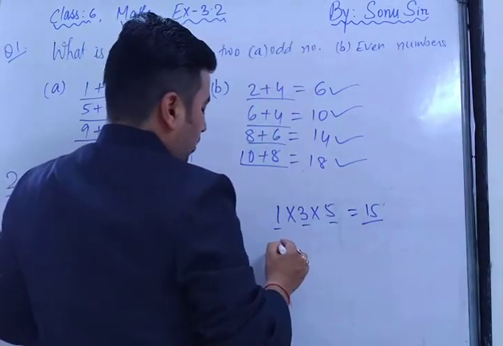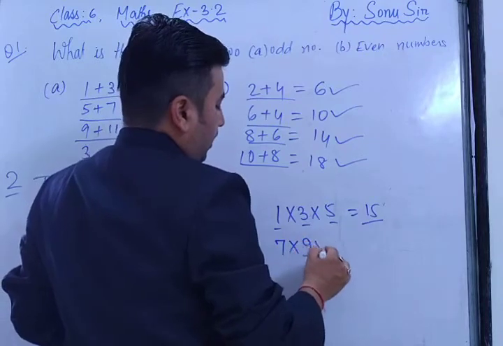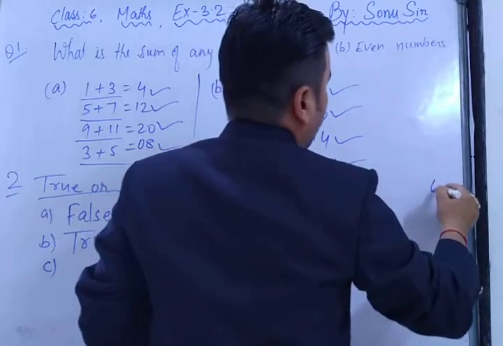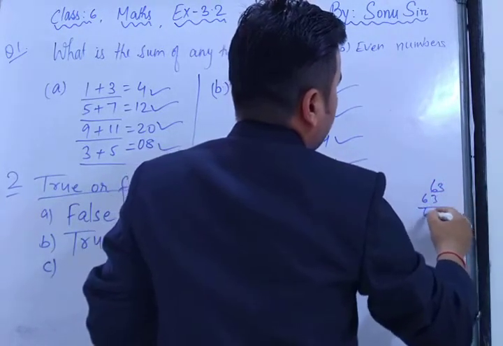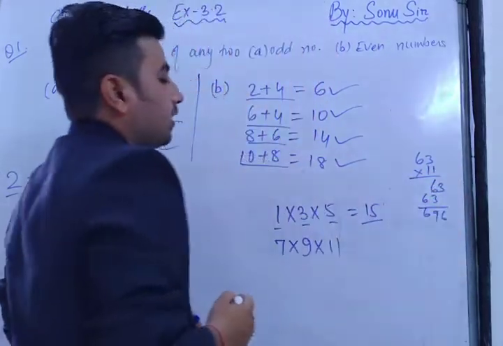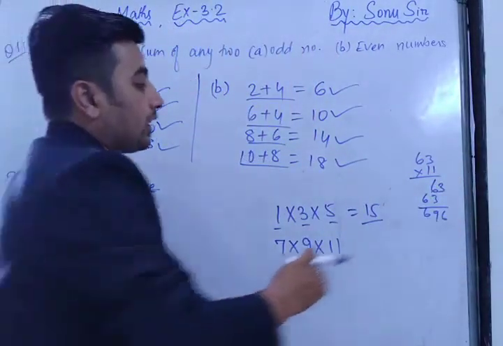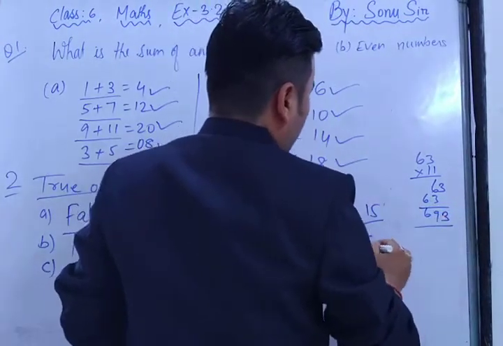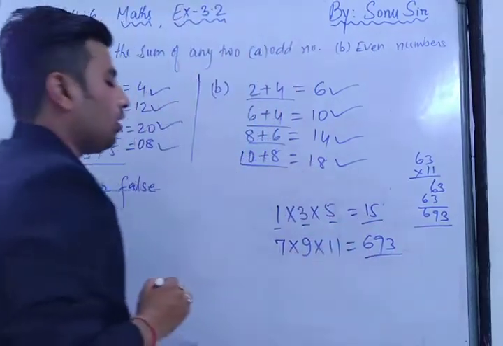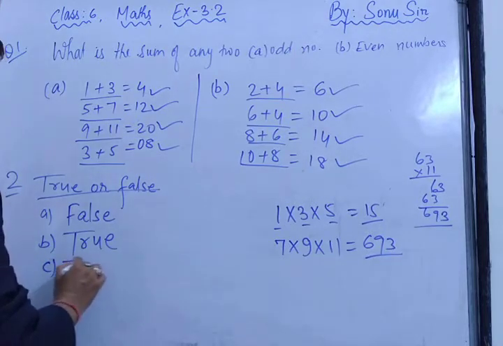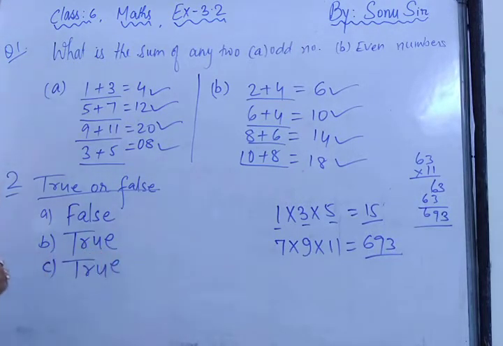So now do 7 times 9 times 11. 7 times 9 is 63 and 63 times 11 is 693. Sorry, 693, not 696. So it is also what? It is also an odd number. The question is, the product of 3 odd numbers is odd. It is true. The C option is also true.